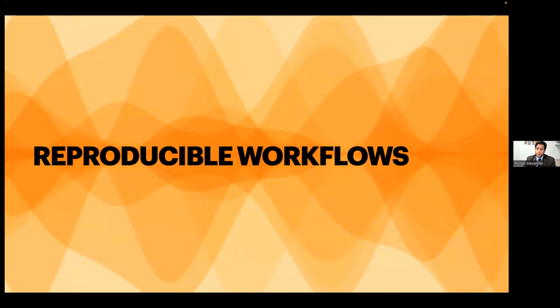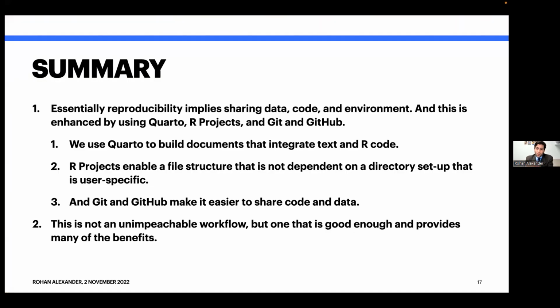So turning to reproducible workflows, we first need a definition of reproducibility. And essentially, we could look at it from what it implies. One thing that it could imply is that we share our code, our data, and the computational environment. And this is enhanced by using Quarto, R projects, and Git and GitHub.